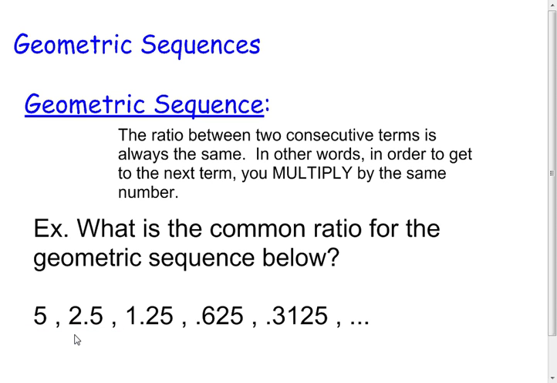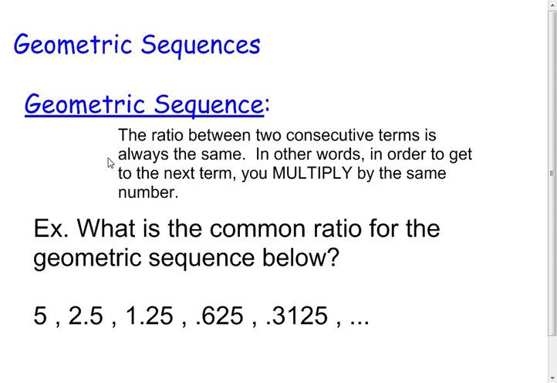Let's take a look at geometric sequences today. In the past we looked at arithmetic sequences, where you're adding a number or subtracting a number each time to get to the next term. With geometric sequences, here's the definition: the ratio between two consecutive terms is always the same. In other words, to get to the next term, you multiply by the same number.